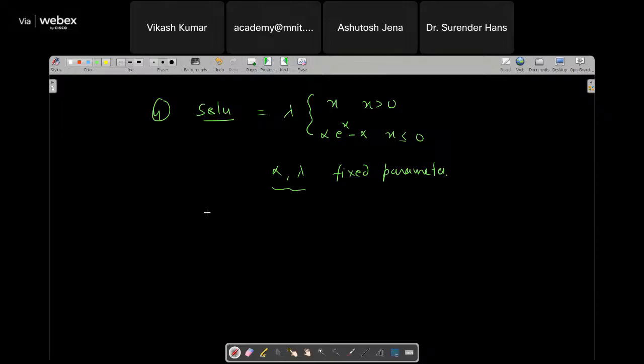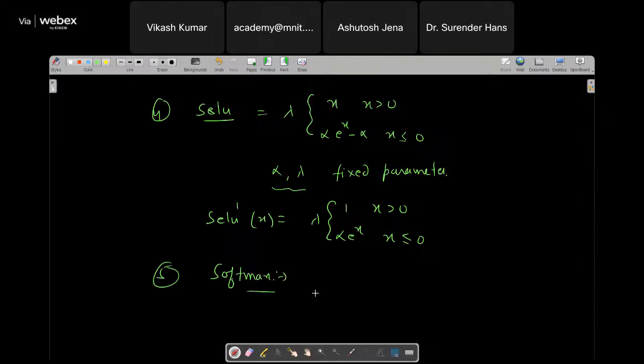And the differentiation of this SELU is lambda for x greater than 0, and lambda alpha e to the power x for x less than or equal to 0. Okay, so this is the kind of the SELU, and the last one is the softmax.